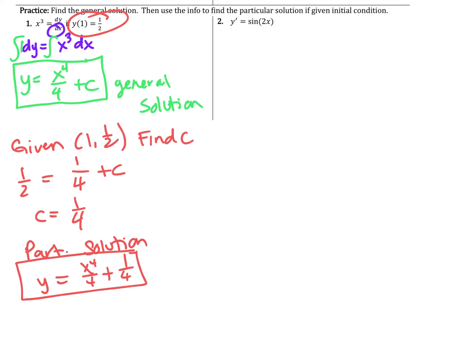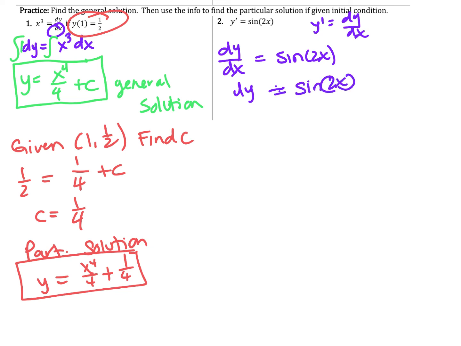All right, let's go ahead and look at number 2. On number 2, I'm going to let y prime equal dy dx. So dy dx equals sine of 2x. And I'm going to go ahead and separate the variables. dy equals sine of 2x dx. Then we're going to integrate both sides.